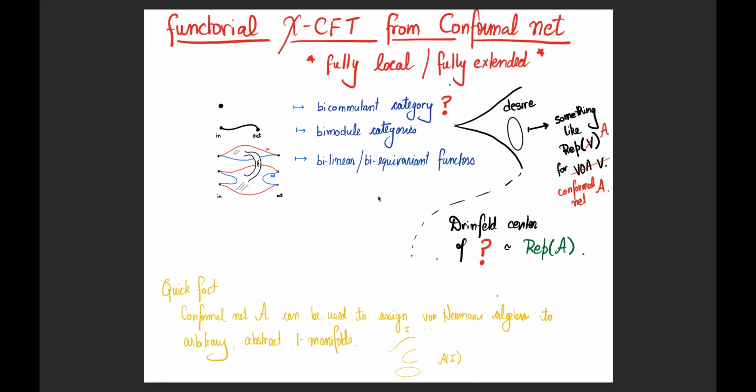So conformal nets a priori live on a circle, but you can use them to construct an algebra that you can assign to an arbitrary abstract one-manifold. So if I have any one-manifold that is not an interval on a circle, I can still make sense of a von Neumann algebra that I can assign to it. This construction is slightly non-trivial, but it exists.